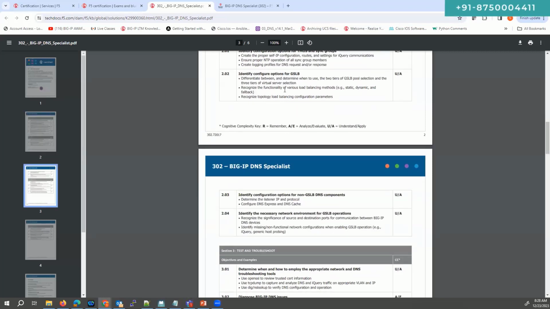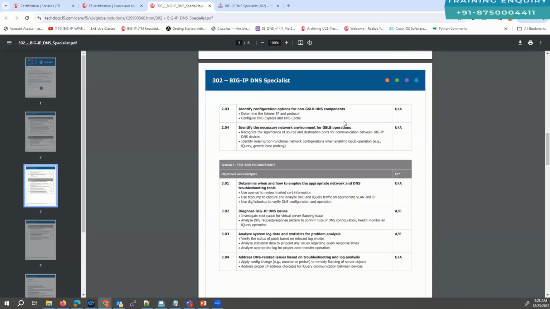Then the GSLB, like what are the different options for the GSLB? Basically, that's the intelligent DNS resolution, right? Which options you get when it comes to the intelligent DNS resolution, right? And then identify configuration options for non-GSLB DNS components.